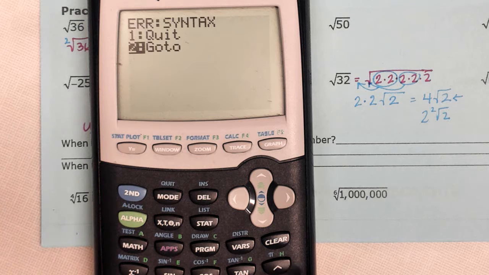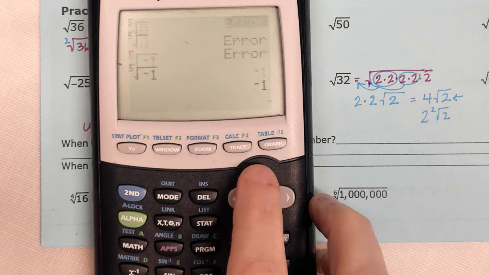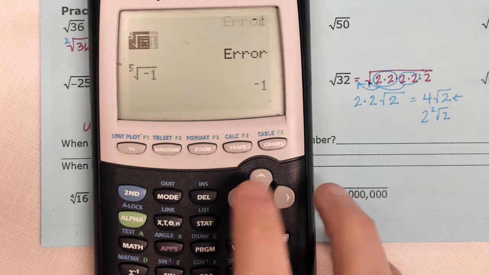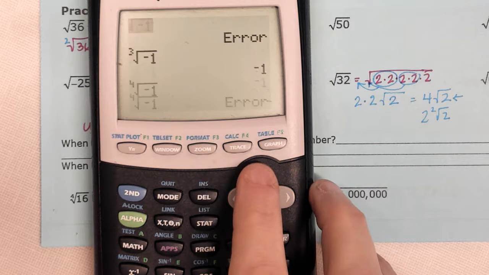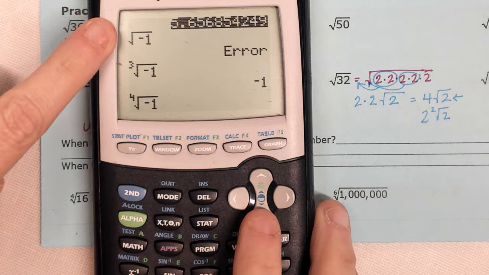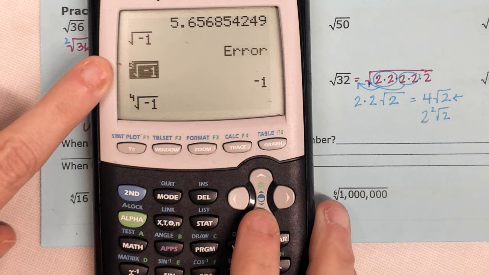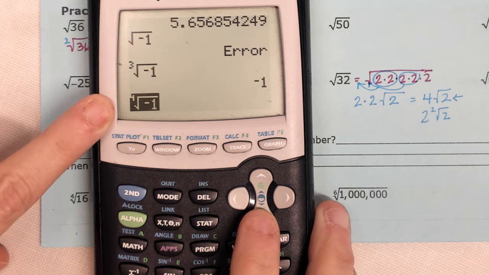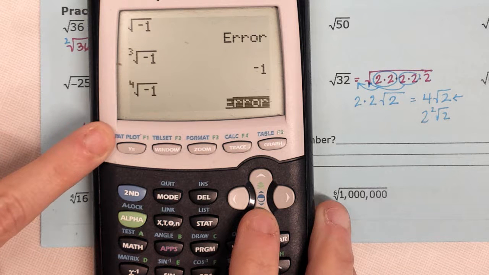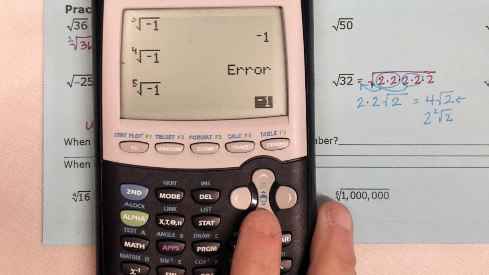Here's the 5 root. Whoopsie, I forgot to hit something. The 5 root of -1 is -1. So what do you guys see? Odd numbers. Look, this has an invisible 2 root, and it gives me an error. A 3 root works. 4 root is even, gives me an error. 5 root works.